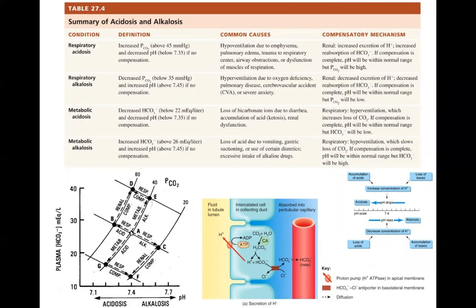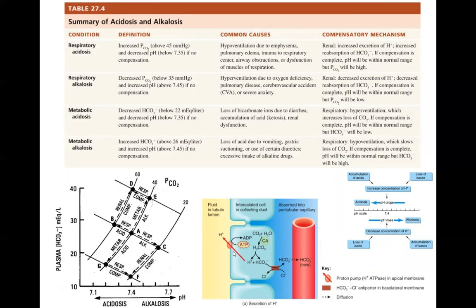Basically, where you want to be is right where the letter A is: pH at 7.4, PCO2 at 40, plasma bicarbonate around 26. But there are conditions where you have to move up and down and around to try to get that pH back to 7.4. I'm not going to get into it; I really don't want to get into too much.